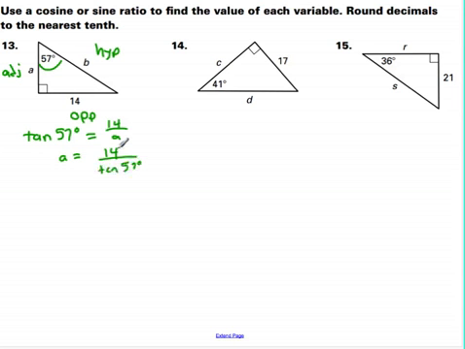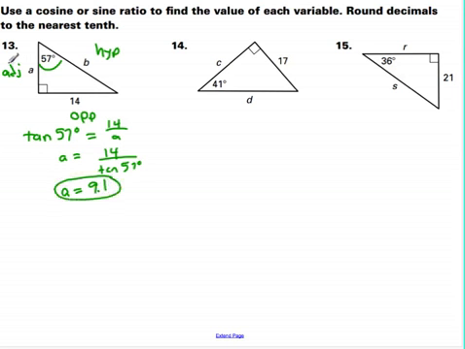Again, that's cross multiplying. This would be giving me A times the tangent of 57 degrees, then I'll divide both sides by the tangent of 57 to get this. In my calculator, A would equal approximately 9.1 to the nearest tenth.